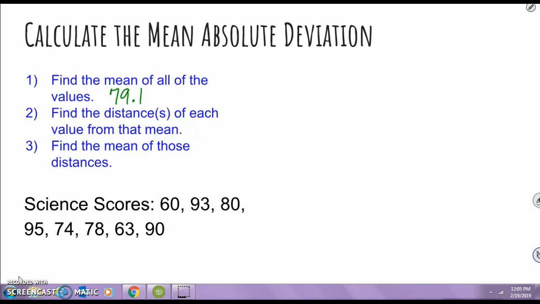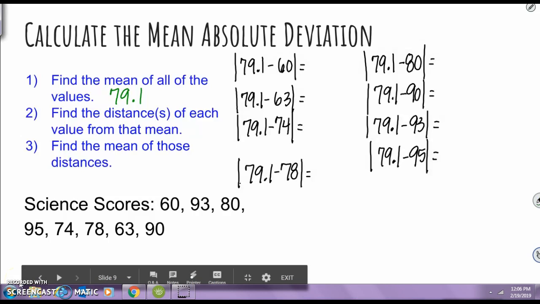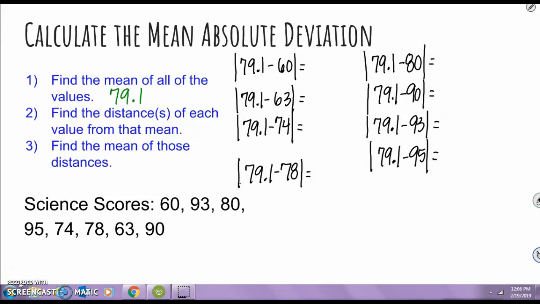So in order to calculate the distance of each value from the mean, we are going to set up each value the following way. Looking at this, you see that each of my values are placed in absolute value symbols. This is to find the distance. Remember, distance has no positive or negative value. Distance is distance. So we are going to subtract to calculate the absolute value.